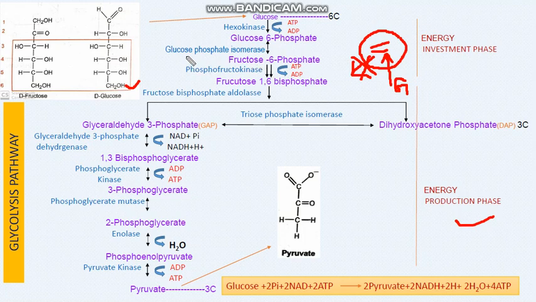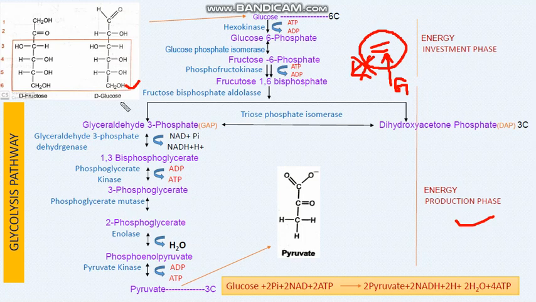So after formation of glucose 6-phosphate, what happens next? In the presence of the enzyme glucose phosphate isomerase, glucose 6-phosphate gets converted into fructose 6-phosphate, since these two are isomers of each other. So this reaction is represented by a double-headed arrow, which means the reaction goes in the forward direction as well as in the backward direction.